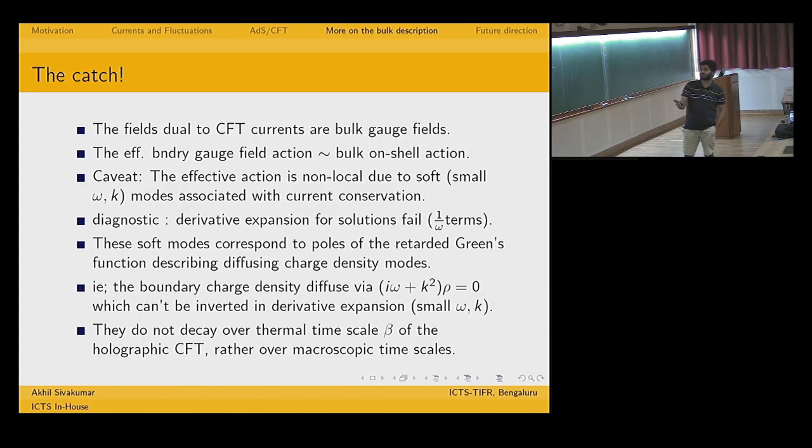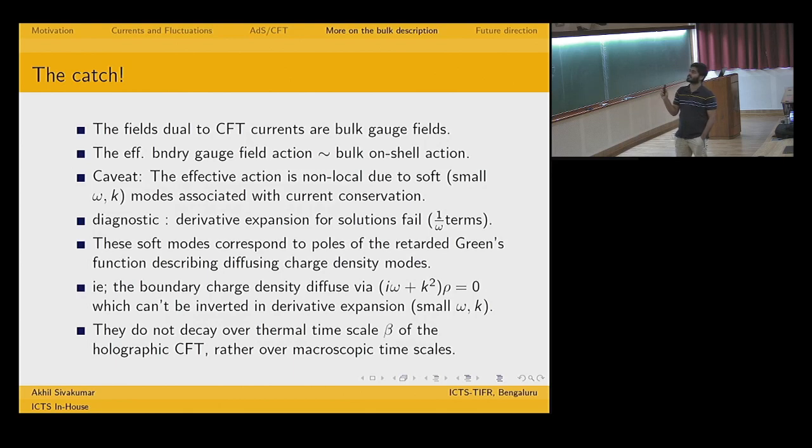You just think of them as small and then expand to a few orders. But though you do that, once you match the boundary conditions, you're going to see that the solutions, action and so on, would have 1/omega terms, which basically makes your perturbative expansion invalid.